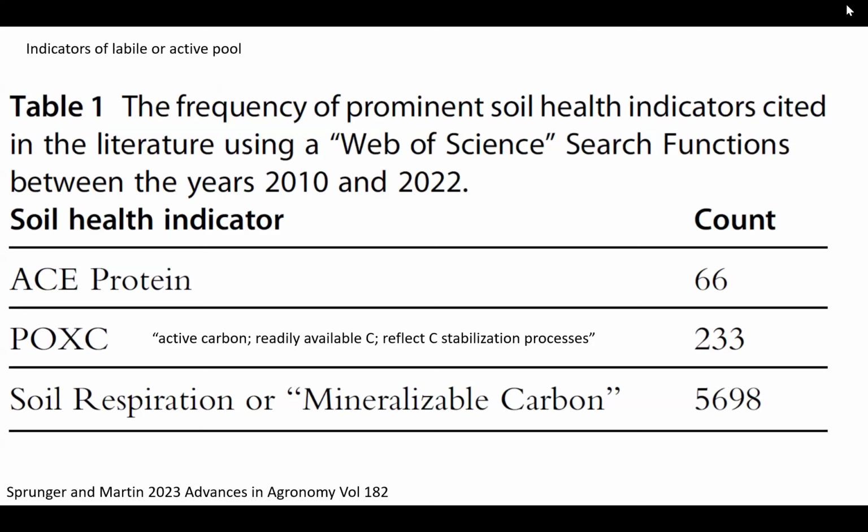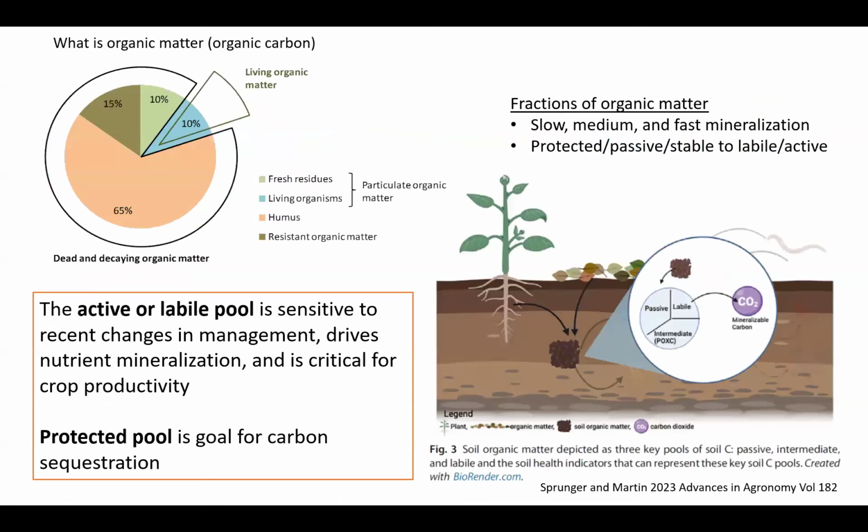This was just a reminder that if we look in the literature, the most common metric that's been used historically has been soil respiration or mineralizable carbon. These are the number of citations. The two that I'm going to talk about a little bit more, ACE protein and POC, are gaining popularity, partly because they're really responsive to management and they're cost effective. You can do them in a fairly time efficient manner, which keeps their cost down. And they're telling us more than what traditional measures of inorganic nutrients or soil chemistry have been telling us.